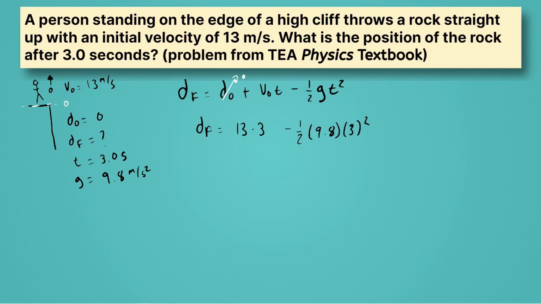Well, when we plug that in our calculator, we do 13 times 3, we get 26. And then we subtract from that 1/2 times 9.8 times 3 squared, which is 9. You'll get negative 5.1 meters. And I've already rounded that to 2 sig figs. So since it's negative, that means our rock will actually end up below where the person started. So it's now falling somewhere about 5 meters below where the person was. So that's the displacement. Okay, keep this picture in mind. Let's go ahead and look at our last problem.